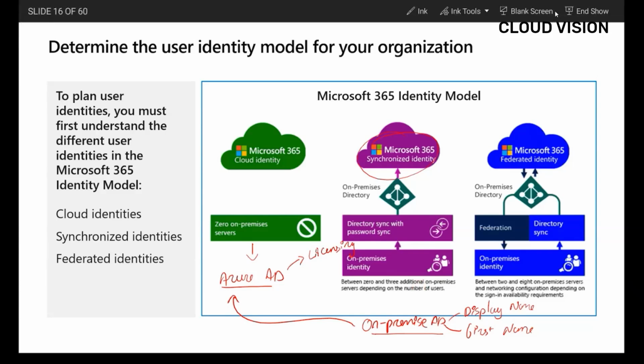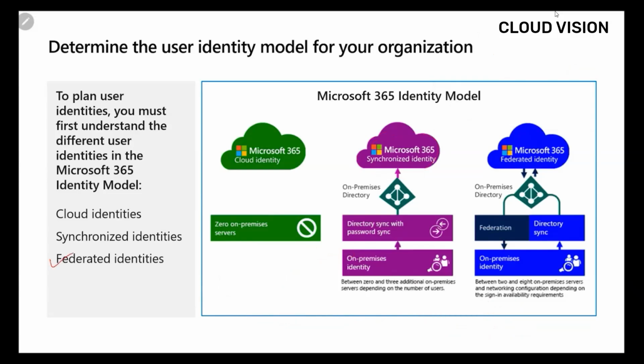Now, the third kind of identity is referred to as a federated identity. Again, in this case, your source authority of managing this identity will lie with your on-premise Active Directory, but the authentication might be handed over to some other authentication solution like ADFS, which is your Active Directory Federation Services. So these kinds of identity models, like the synchronized identity and federated identity, can be achieved with the help of a tool called the Azure AD Connect tool.